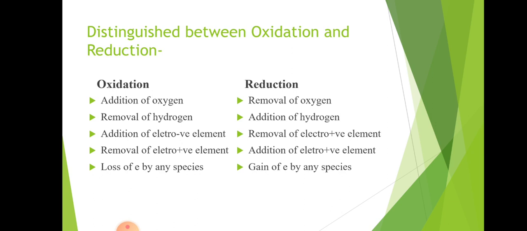Then next, to distinguish between oxidation and reduction regarding the element: oxidation is the removal of an electropositive element, and reduction is the addition of an electropositive element, removal and addition. Then the last difference is about electrons: in oxidation, there is loss of electrons by any species, and reduction is the gain of electrons by any species.